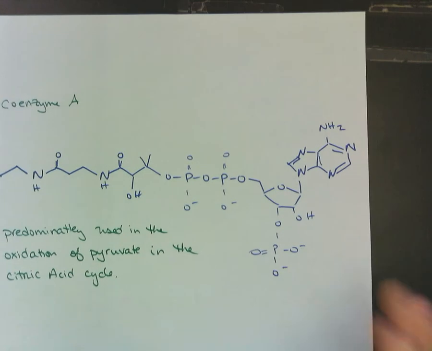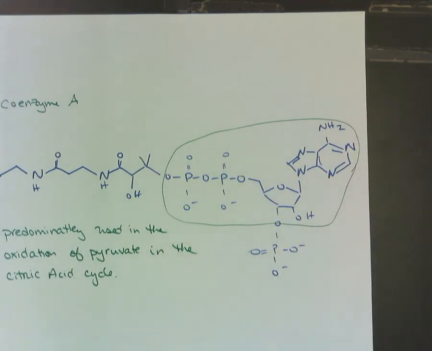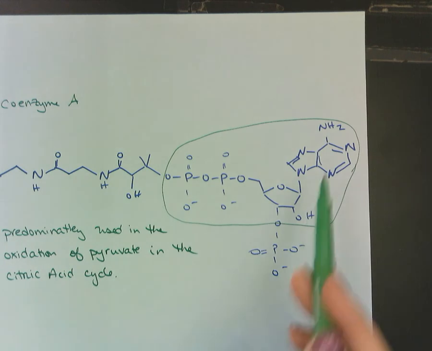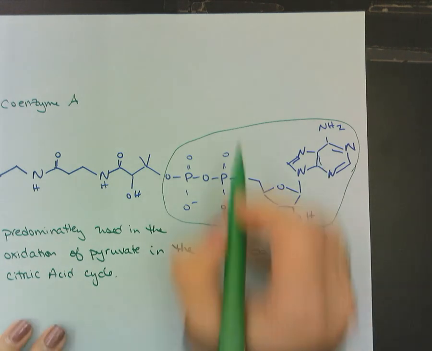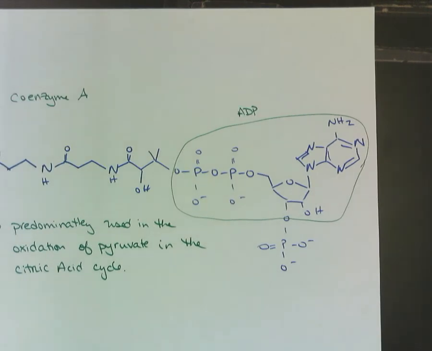Anybody recognize this portion right here from the past two molecules? Adenine, ribose, 2 phosphates, that's ADP. So all 3 of these molecules have ADP in them. They all have an adenine, ribose, 2 phosphates, which is why they're all linked together, because they all have a similar energy source.